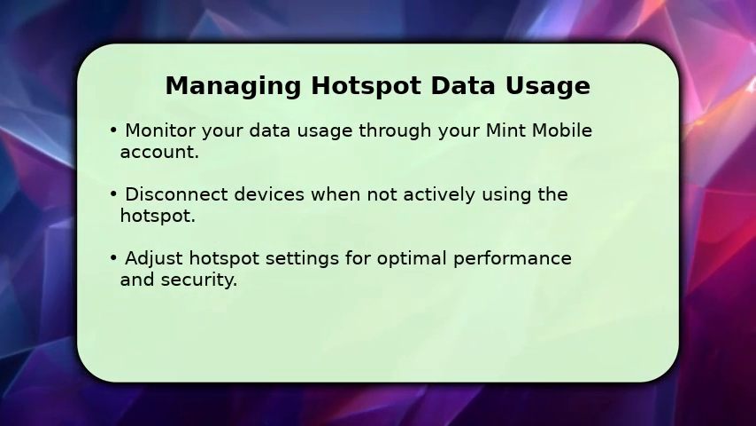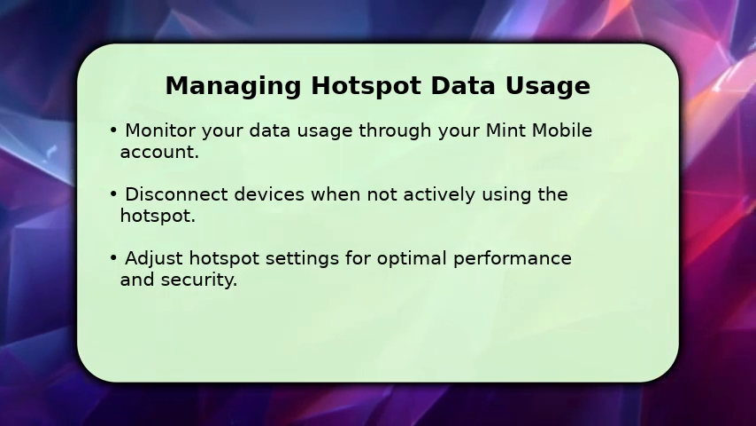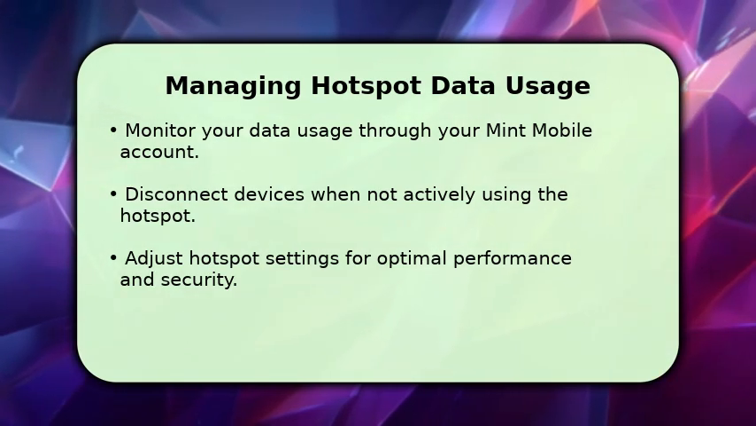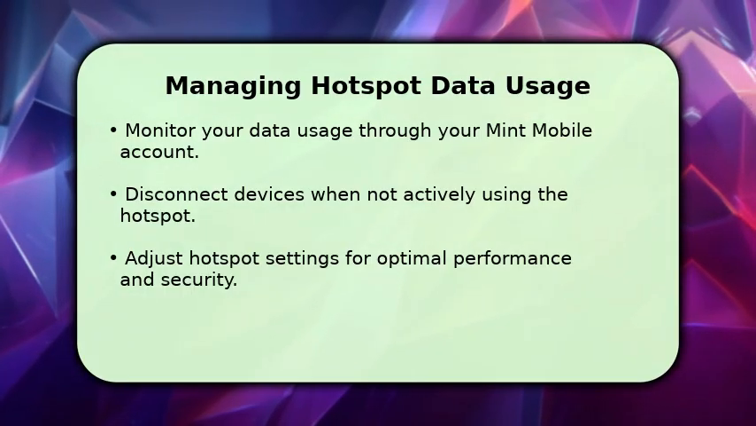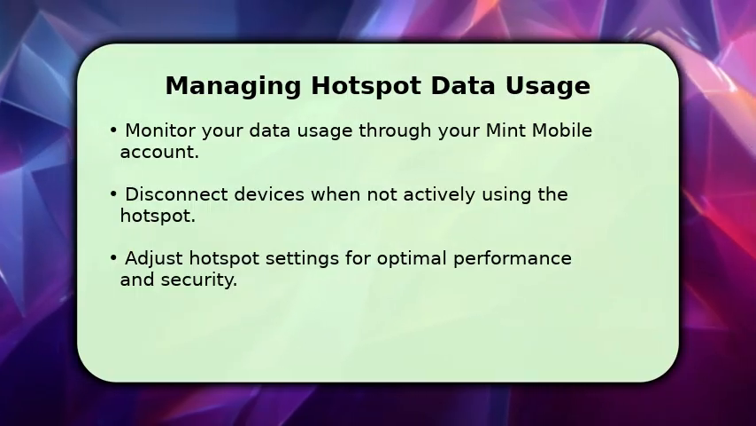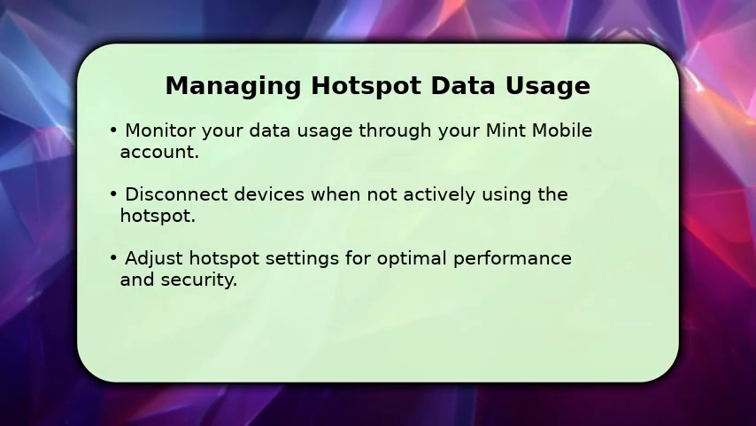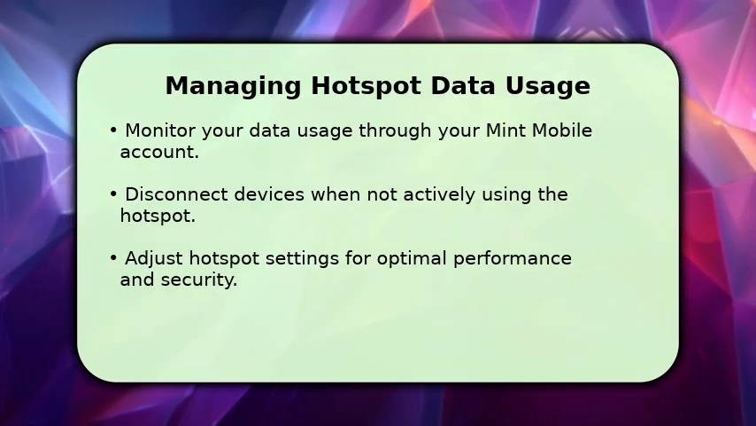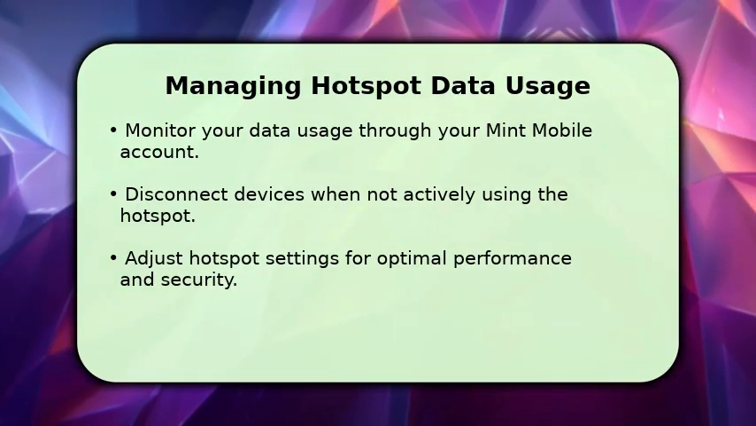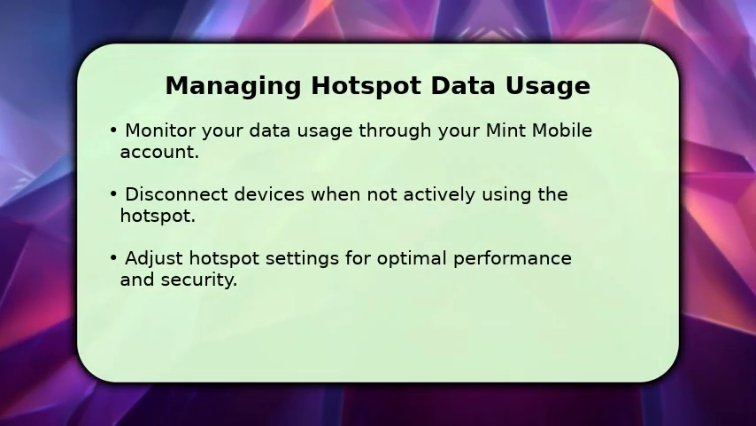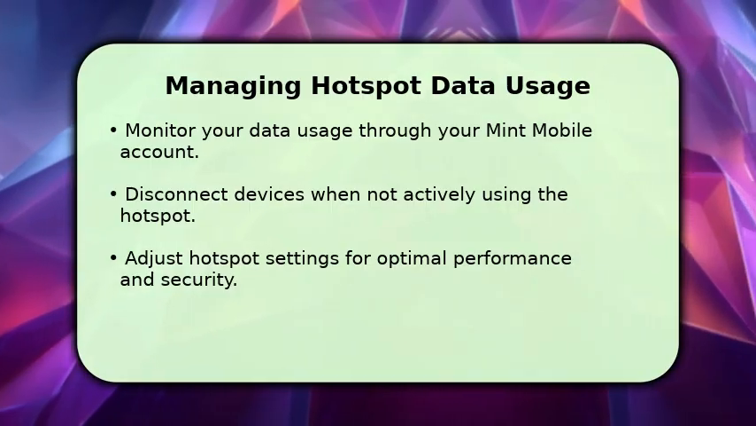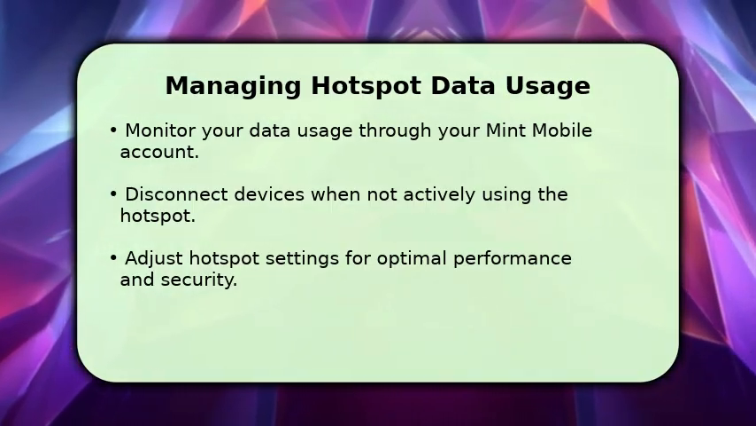Managing your hotspot data is crucial to avoid unexpected charges or slowdowns. Regularly check your Mint Mobile account or app to monitor your remaining hotspot data. When you're finished using the hotspot, remember to turn it off on your phone to conserve battery and prevent unnecessary data consumption. You can also adjust settings like the network name or password anytime for better security and control over your shared connection.